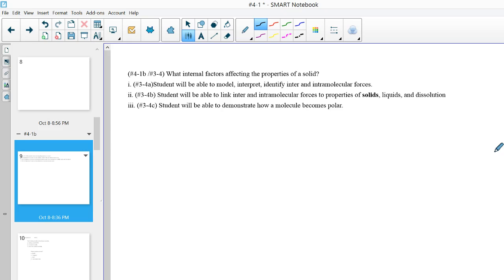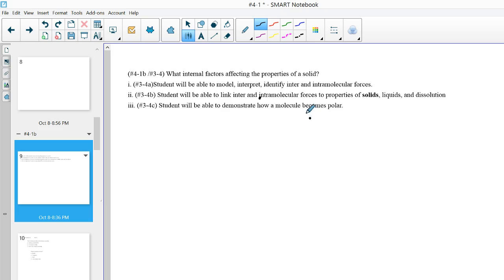Our standard here is 4-1B. This is looking at the internal factors. Basically, why is a solid? And this is, again, all about intermolecular forces, properties of solids, and so forth. So this is really trying to demonstrate how a molecule becomes polar.